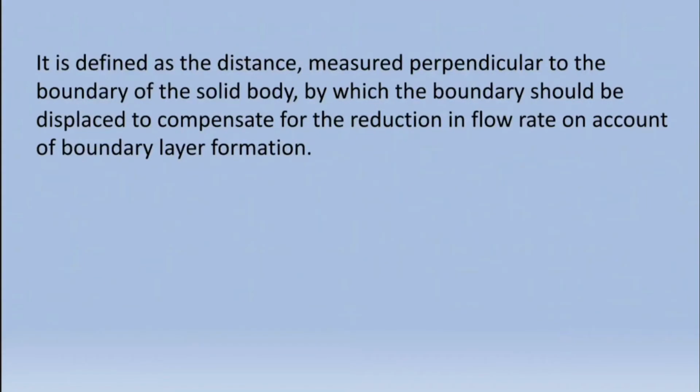Due to the boundary layer formation, the velocity of the fluid in the boundary layer decreases due to friction. Shear stresses are developed between the layers. That's why velocity is decreasing. Due to the decreased velocity, the rate of flow is also decreasing. To compensate for the flow rate, we can displace the plate by a certain distance. It's called displacement thickness, denoted by the letter delta star.